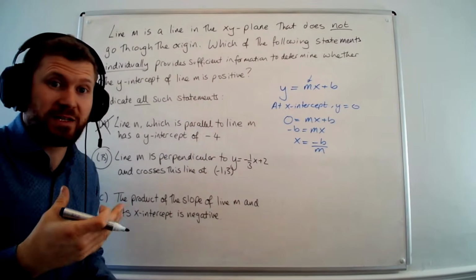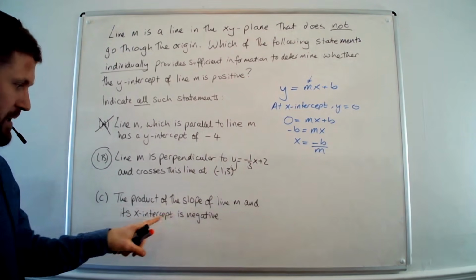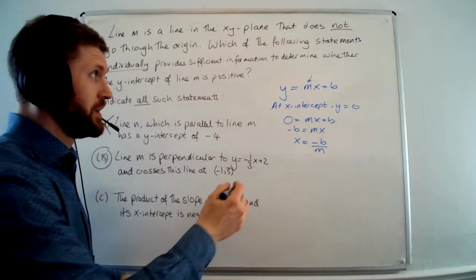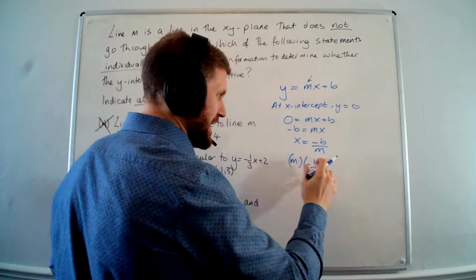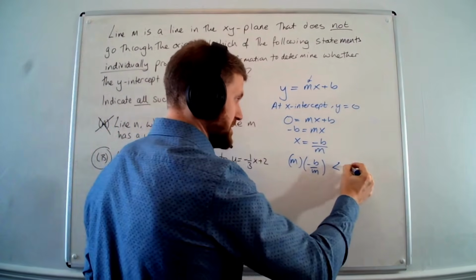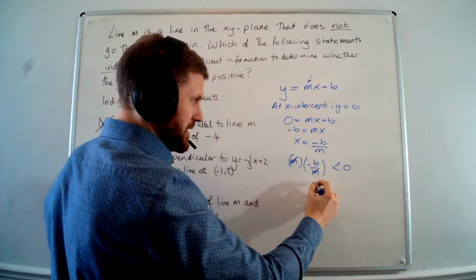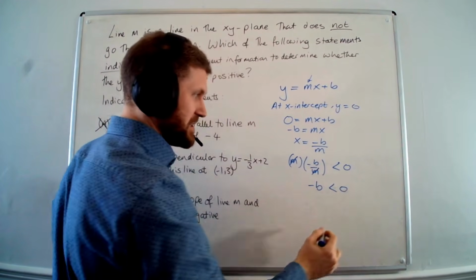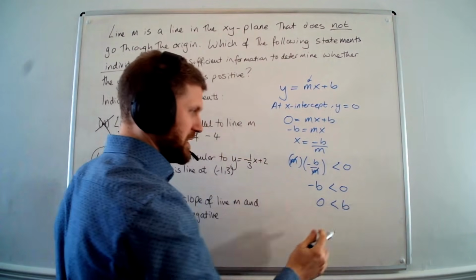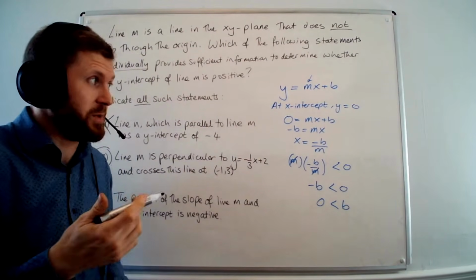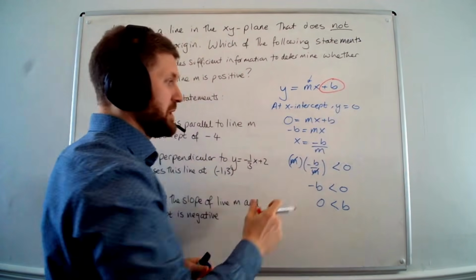So I found an algebraic value for the x-intercept here. Now I can take the product of the slope, which is m, and the x-intercept, which is negative b over m. So the product is m times negative b over m, and that's going to be negative, less than 0. Algebraically, the m's will cross out, and I've got negative b is less than 0. Adding b to both sides says that the value of b is going to be greater than 0. Go back to our initial equation that we started with. Well, b is greater than 0.